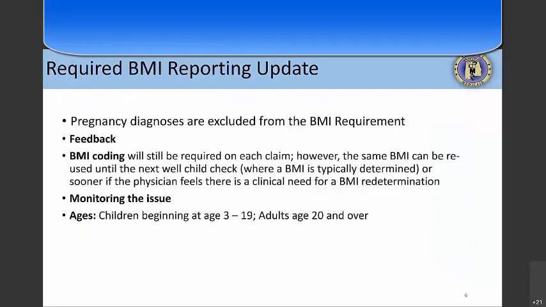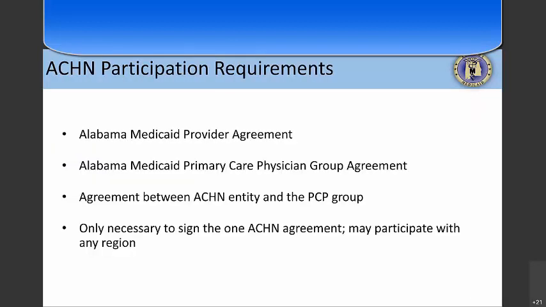All right. Let's go back a couple slides, because I know we've had a couple people join. We want to go over the participation requirements. Again, we have the different agreements that you must sign. For a PCP, you must sign the primary care physician group agreement with Medicaid and a participation agreement with the PCP. You must also be actively participating. To be actively participating, you must work with an ACHN to review recipient care plans.